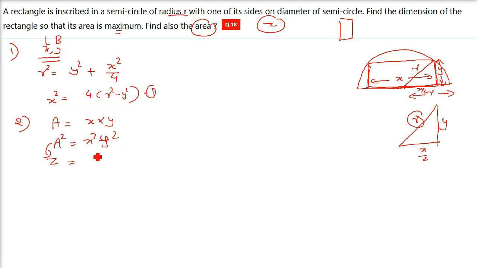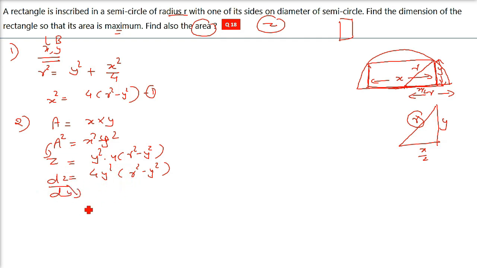So in order to use it, I squared it and called the a square as z. It won't affect. Now y square and x square, because x square is already there, y square is there. So we have replaced x square by 4 into r square minus y square. This is z. Now second, or you can say the next step is placing this differentiation equals to 0.